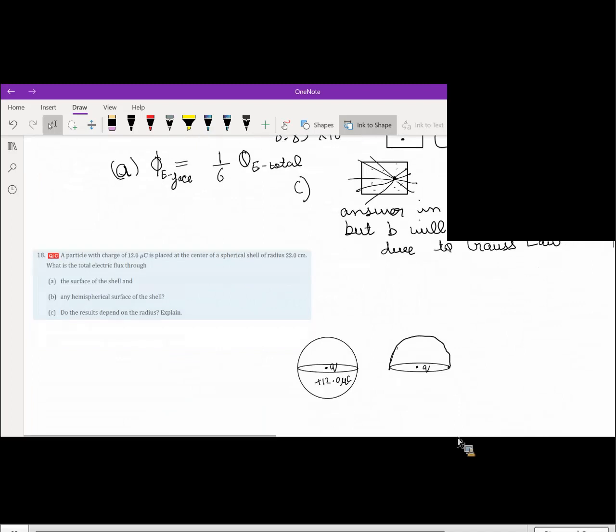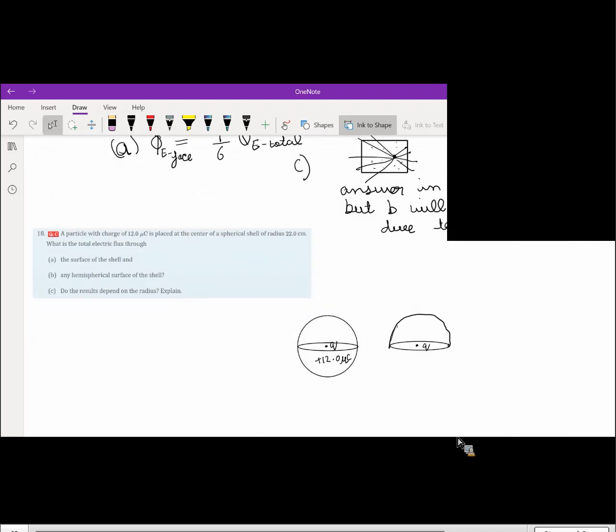Let's go ahead to the third question. This is a very similar question. I already have drawn the figures because I'm very terrible at drawing them. A particle with charge 12 microcoulomb is placed at the center of a spherical shell of radius 22 centimeters. So you have a charge Q at the center of the spherical shell. In the second part, you have charge Q, and now you have the hemisphere instead of a spherical shell. You just cut the half part of the spherical shell.